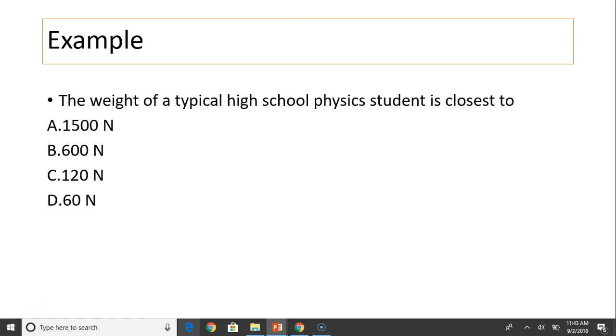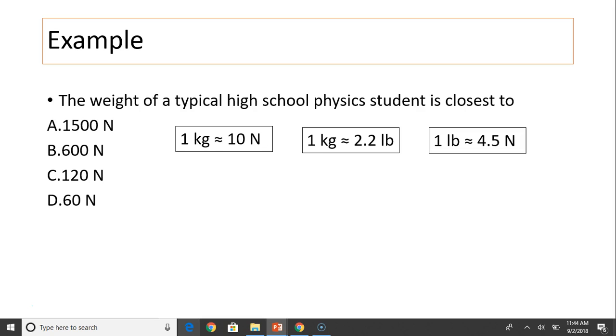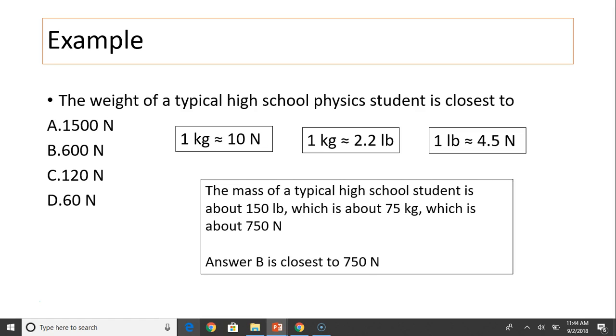An estimation question. The weight of a typical high school physics student is closest to, so physics doesn't really matter. A typical high school student is about how many newtons? Now, we're not really familiar with newtons. We're familiar with pounds. So the average high school student is about 150 pounds, say. How are pounds, kilograms, and newtons related? 1 kilogram is about 10 newtons, 1 kilogram is about 2 pounds, so 1 pound is about 5 newtons. So a 150 pound person would be about 750 newtons.